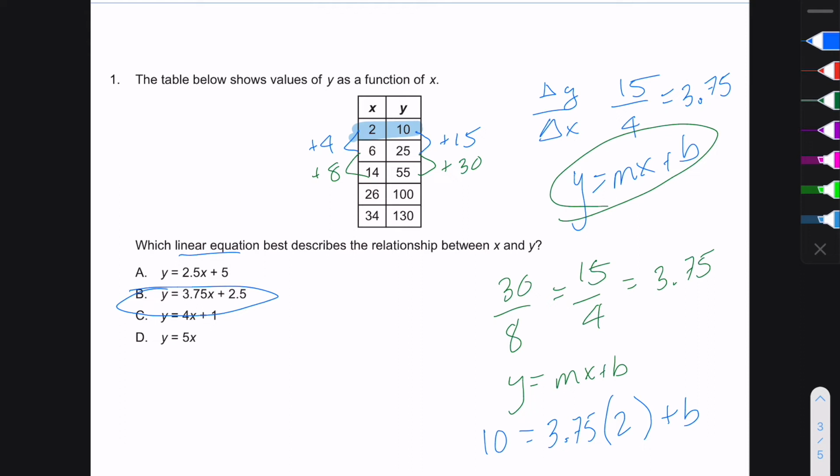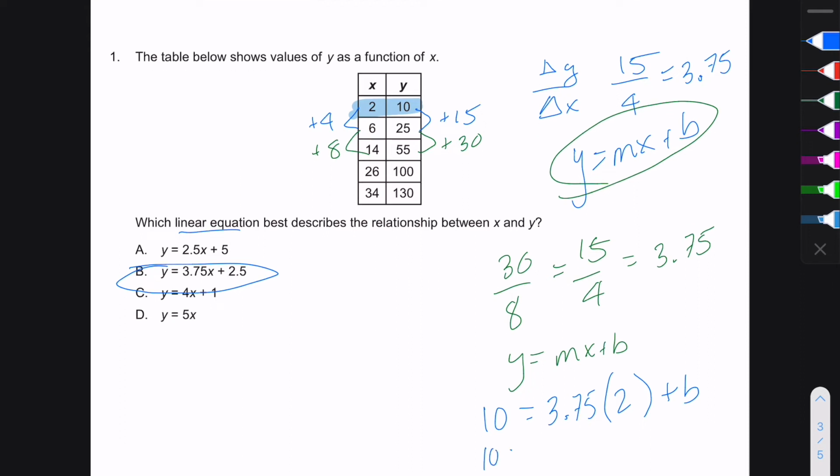We don't know that. Okay, so 10 equals 2 times 3 is 6. 2 times 0.75 is 1.5, so that's 7.5 plus b. And if we subtract 7.5 from both sides, we do get 2.5 equals b. And that's, again, confirming that that's our y-intercept. And we are doubly sure that that is the correct answer.